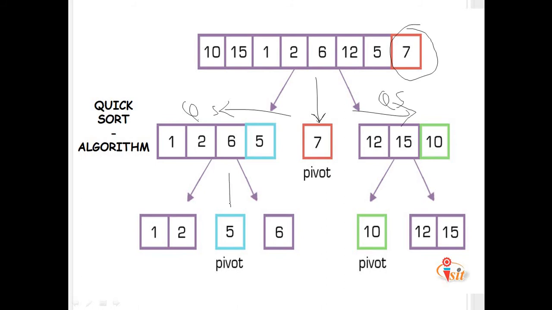Again here we will get the pivot element. Again we need to divide into a left subarray and a right subarray. All the elements in the left subarray are smaller than the pivot and all the elements on the right side are greater than the pivot element. Again here we need to apply quick sort, and here also. After getting the pivot, all the elements on the left side are smaller and all the elements on the right side are greater than the pivot element. Again here we need to apply quick sort. Like that, by using the concept of divide and conquer, we are trying to implement the concept of quick sort.